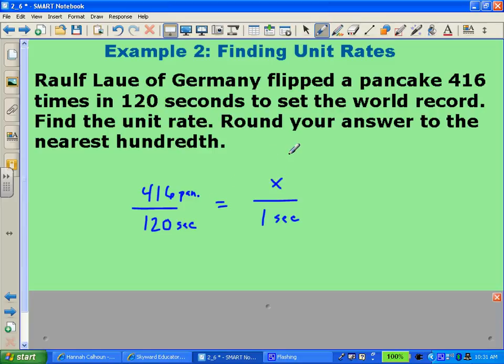Here, you could cross multiply, but the shorter way to do it is just 416 divided by 120, because this over here is just 1, right? So x over 1 is the same as x. When you find a unit rate, essentially you're just going to divide by the thing that you want to turn into the unit rate. So 416 divided by 120 is 3.46 repeating. It wants us to round to the nearest hundredth, so that'd be 3.47. So this guy Ralph can flip 3.47 pancakes in 1 second. That's pretty fast. That would be his unit rate for his world record.